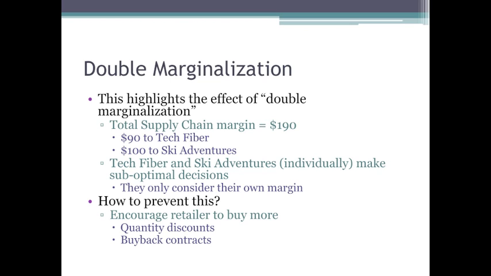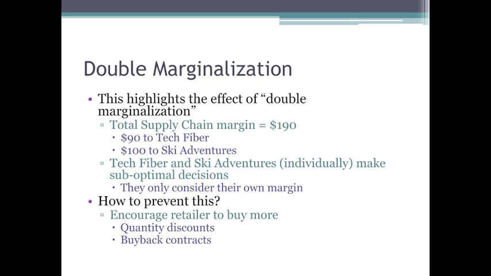So, in this case, you have the margin for the supply chain. You have $90 going to Tech Fiber and $100 going to Ski Adventure. And again, the supply chain gets these coats for $10. Now, because Tech Fiber and Ski Adventures make their decisions individually without considering what the other one wants, they aren't maximizing the optimal order amount for the entire supply chain. They're only considering their own margin rather than the amount of money that the entire supply chain could make.